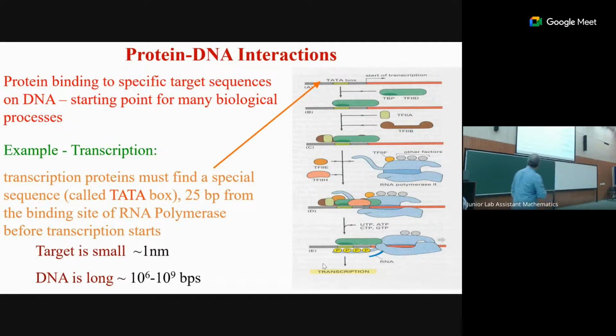The interesting thing here is that this target, the sequence to which the transcription factor has to bind, is relatively small, of the order of 4 to 10 base pairs. So it's of the order of 1 nanometer, while DNA is long, it's huge. Human DNA has more than 1 billion base pairs. So this is a very difficult problem. It's a problem of search. You need to find something very small in a very long object.